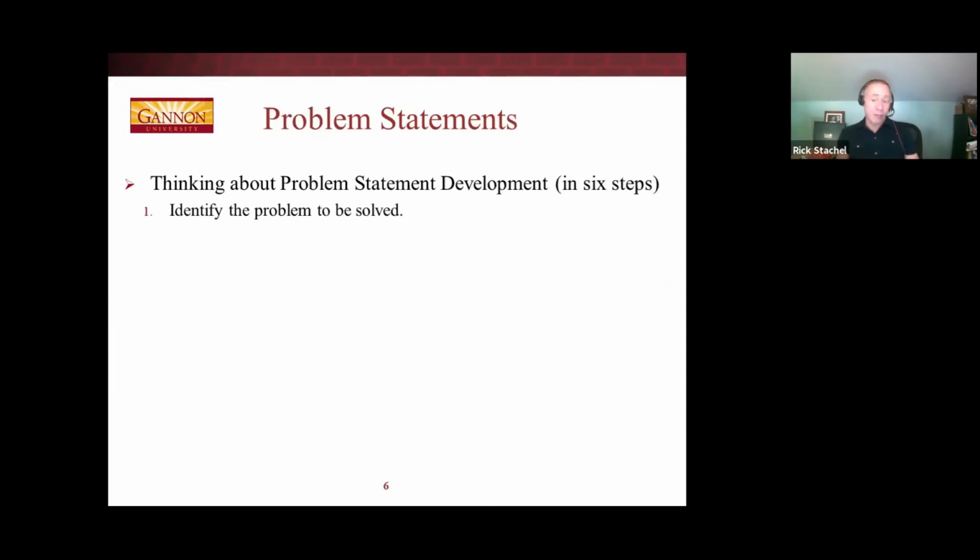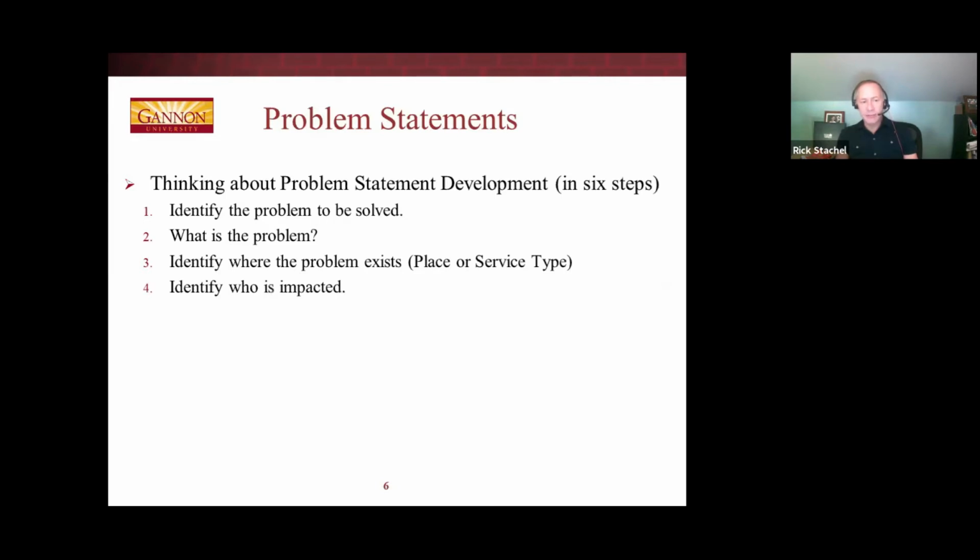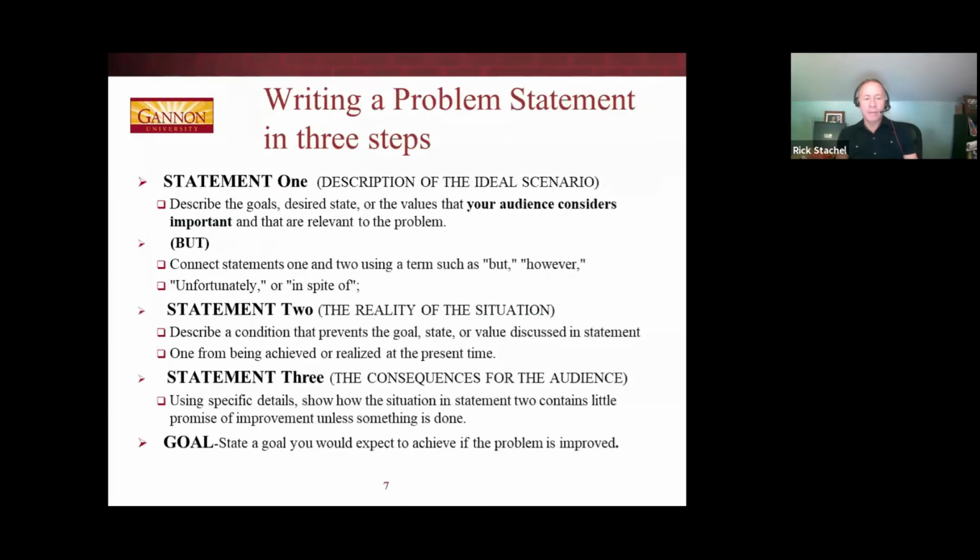You identify the problem to be solved, which we did with the exercise a couple weeks ago with the MHA program. What is the problem? Identify where the problem exists. Is it a place or a service type? And who's impacted by it? Identify how the problem is observed and the frequency of that problem.